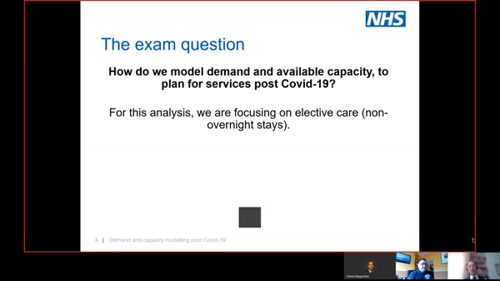So what we're going to be talking about today, the exam question is, how do we model demand and capacity so that we can plan effectively for services post-COVID-19? And how can we use some of that information in the context of our greater management of services to effectively make sure that we are treating our patients safely? In the context of this analysis, we'll be looking at elective care, non-overnight stays, and I'll be talking very quickly just before we begin with Rob to look at some of the factors that might be affecting your modeling.